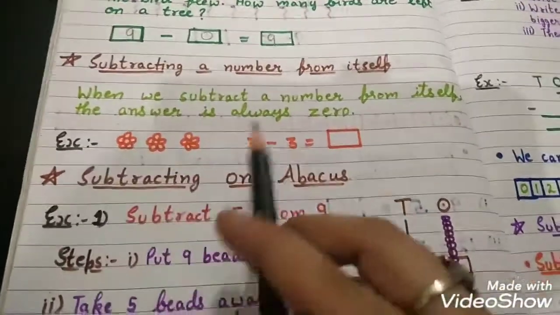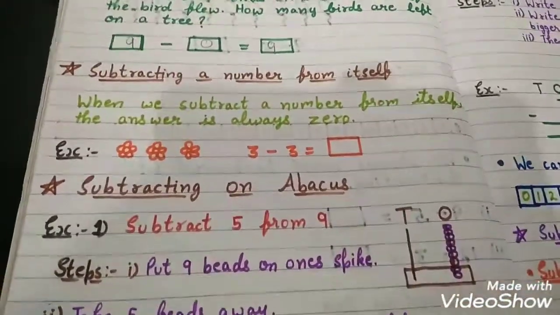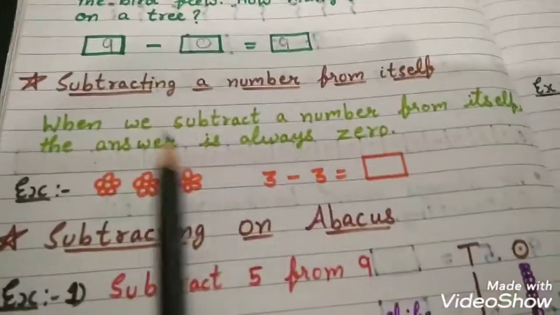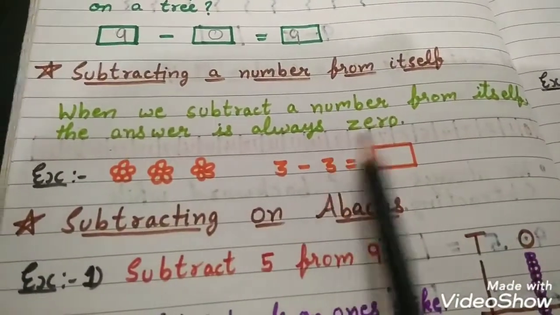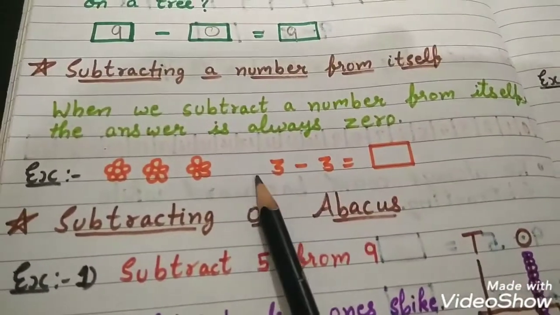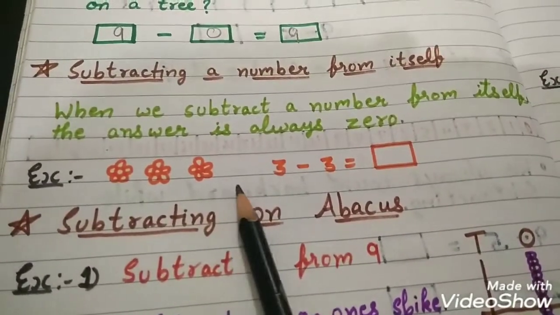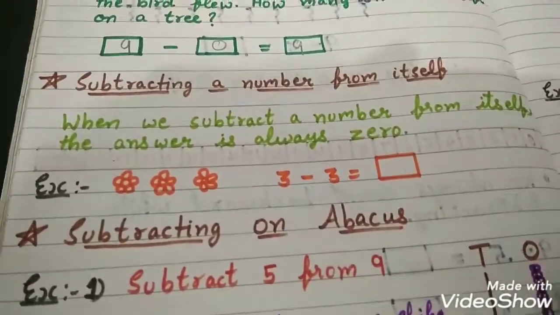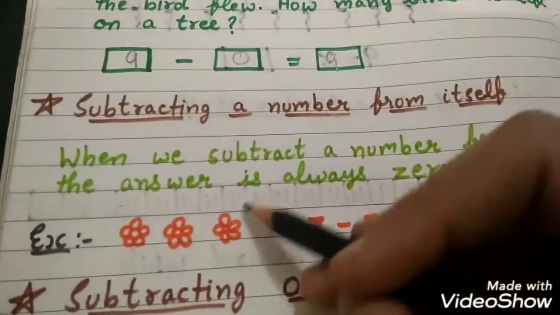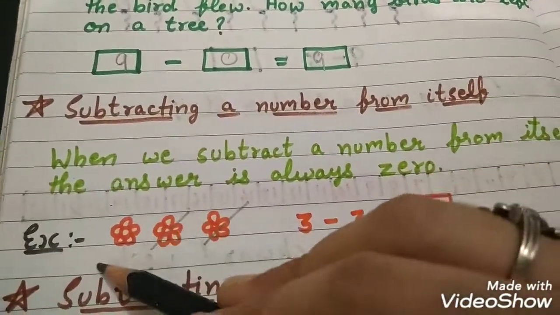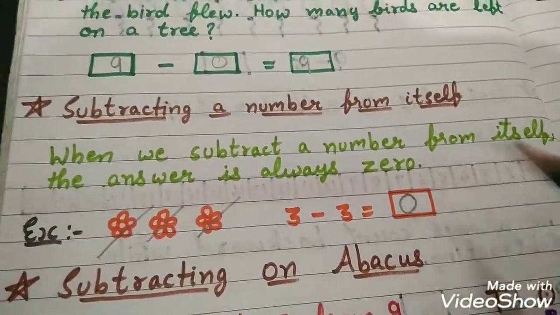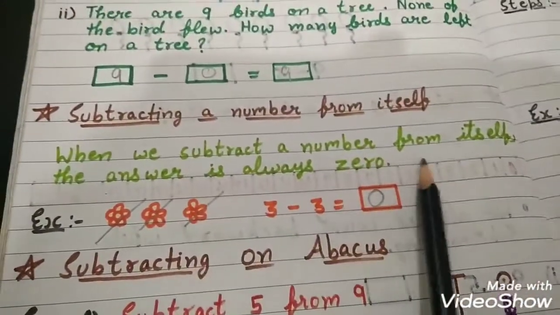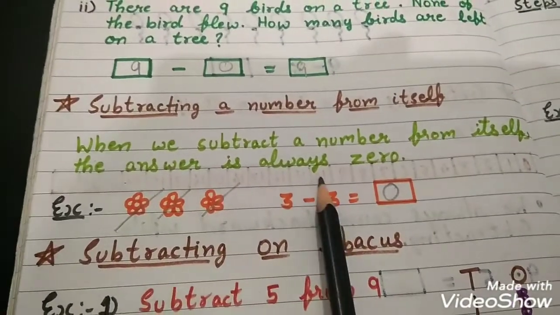Next, subtracting a number from itself. Right, when we subtract a number from itself, the answer is always 0. Like here, 3 flowers are there. If we minus 3, 3 minus 3 means 3 flowers are there and we minus 3 only. 1, 2 and 3. So, how many are left? 0. It is only said here, when we subtract a number from itself, the answer is always 0.